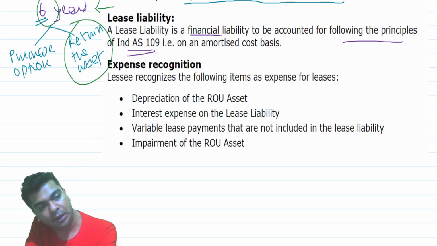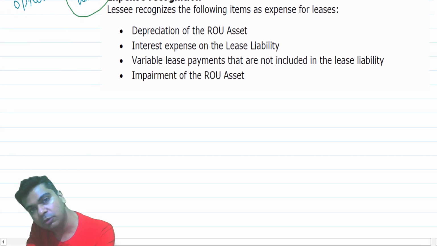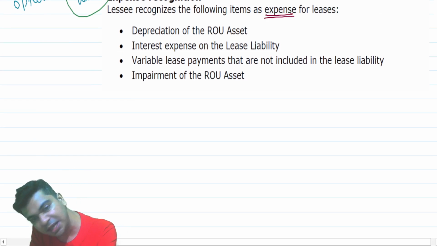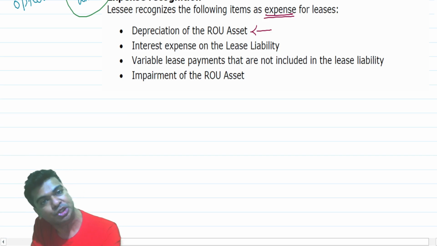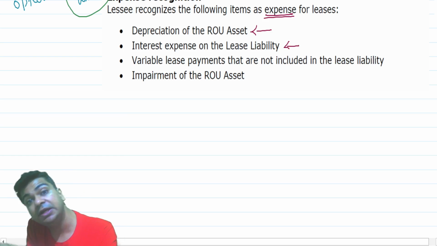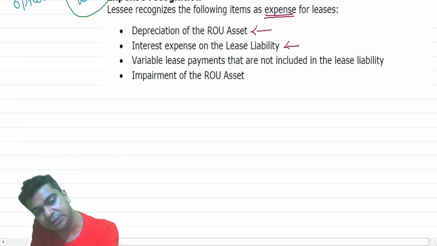So finally, what are the items that will get debited to the profit and loss account by way of an expense? What are the items that I will recognize as an expense? You will depreciate the ROU asset, so depreciation will be debited to the profit and loss account. We are saying that we will treat lease liability as if we have taken a loan from the lessor. If you have taken a loan from the lessor, then on that loan you will have to pay interest. So interest expense has to be recognized, right?